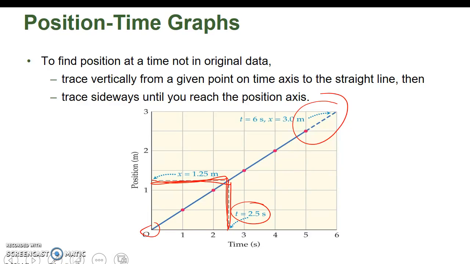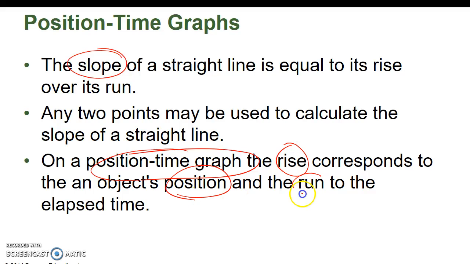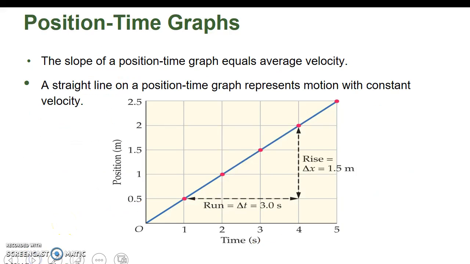So we can continue to do things with this graph and gather information about the movement at any point during this path. Now, the slope, if you recall from algebra, is rise over run. We can use any 2 points along this line to find the slope, but here's the big one: in the position time graph, the rise is position, and the run is the time. So rise over run, position over time, and you can see this is going to lead us to velocity before long.